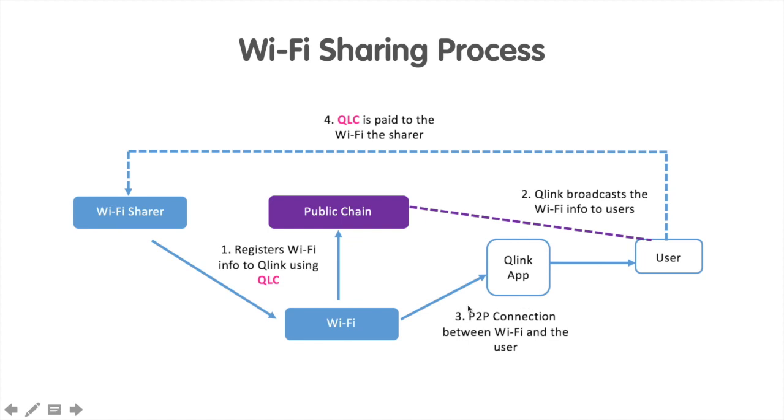So then we have users who want to connect to the Wi-Fi. They open up their Qlink app and they will select the Wi-Fi that they want to connect to and accept the terms of the smart contract. So that might be free Wi-Fi, it might be charged per minute, whatever that might be. And then upon acceptance, that will trigger the public chain to broadcast the Wi-Fi info to the user and authorize the transmission of that password from the Wi-Fi directly to the user's device. And then the QLC is paid directly to the Wi-Fi sharer. So that's basically how that process works.